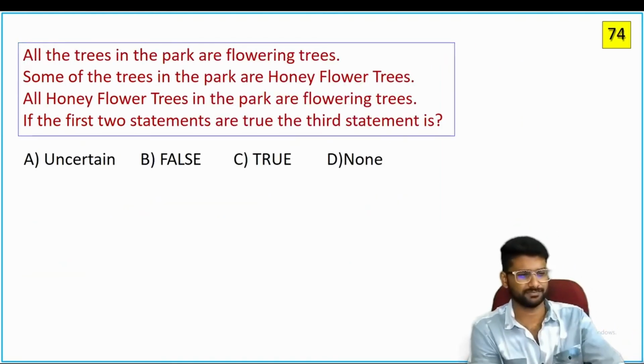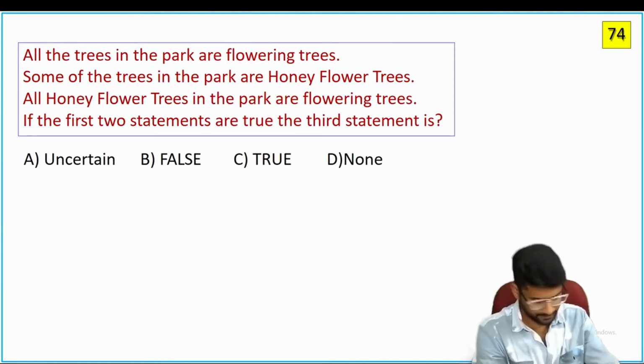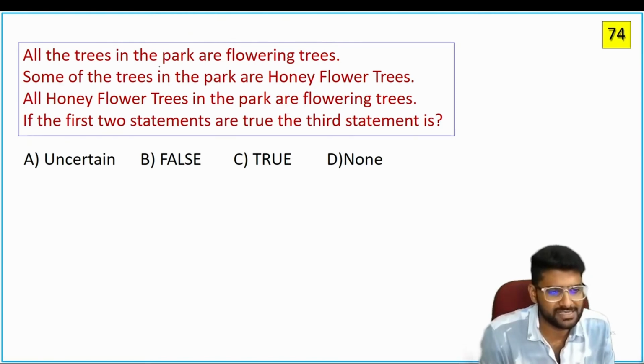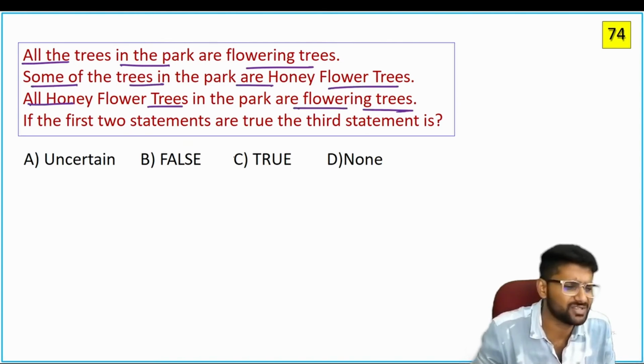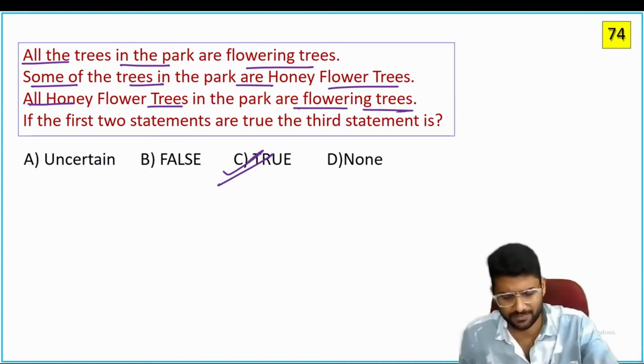Next. Now see, if all the trees in the park are flowering trees, some of the trees in the park are honey flower trees. What about the third one? Now all the honey flower trees in the park are flowering trees. Absolutely true, guys. It never contradicts any statement. It's simply a reflection.